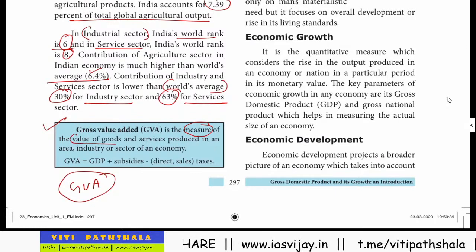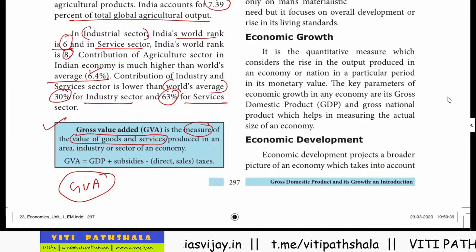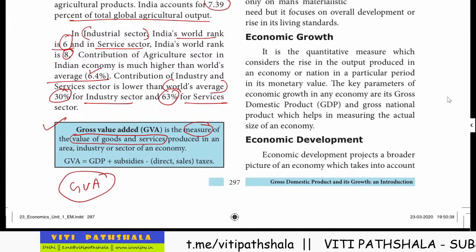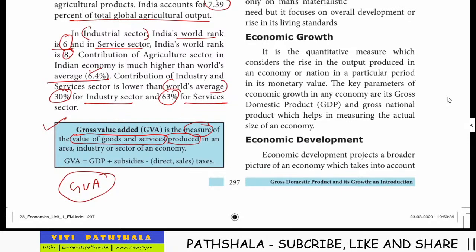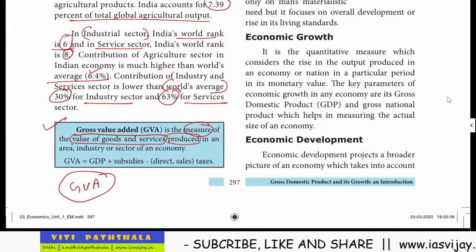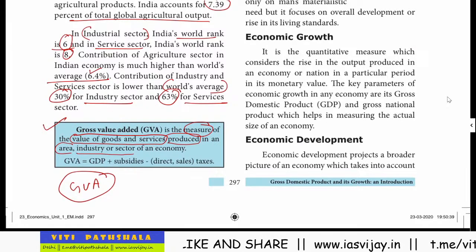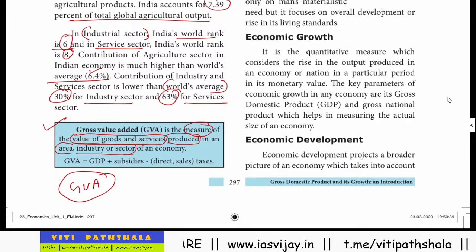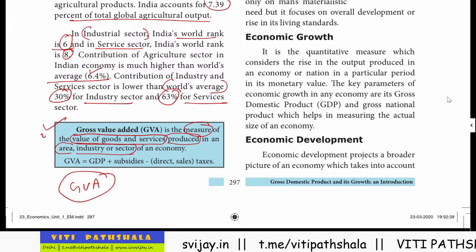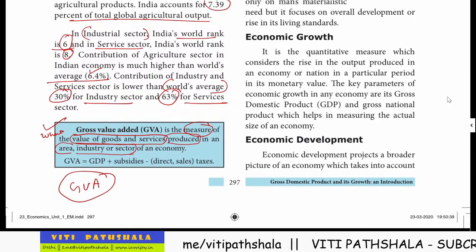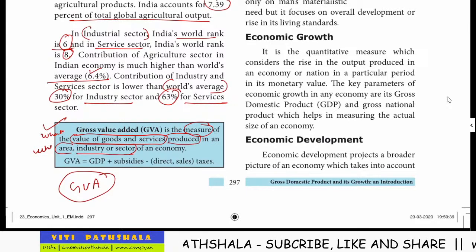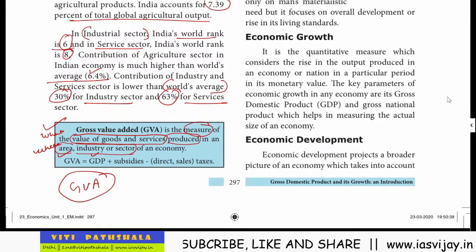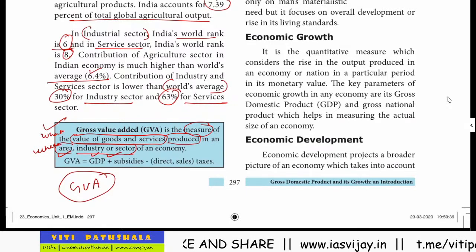Measure of the value of the goods and services. Now, value of goods and services which are produced. Where are they produced? Produced in an area, industry, or the sector of the economy. So remember, measure of what? Measure of the value of goods and services produced, where they are produced in an area, industry, or the sector of the economy.